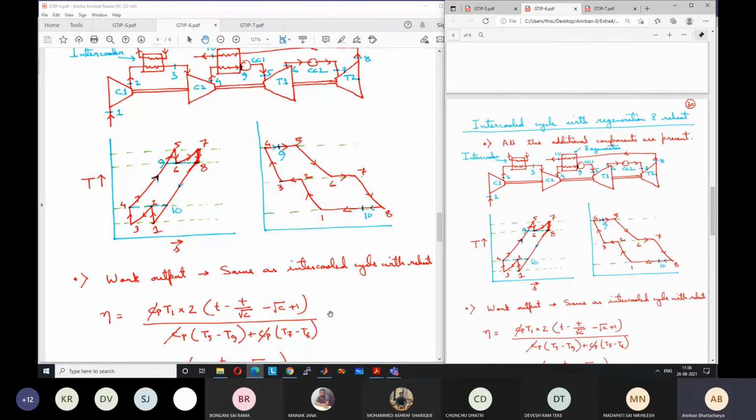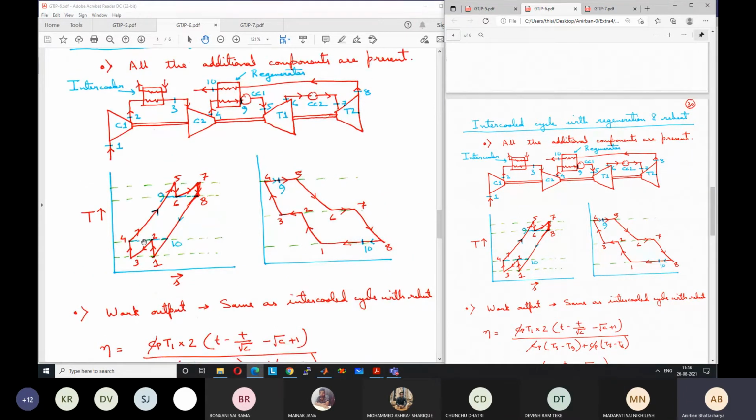So what is the work output? Work output is not going to change, right? We can see from the diagram that regeneration has no effect on the work output. It's not a thing of knowing or memorizing. So the work output remains the same: CP(T5 minus T6) plus CP(T7 minus T8) minus CP(T2 minus T1) minus CP(T4 minus T3).